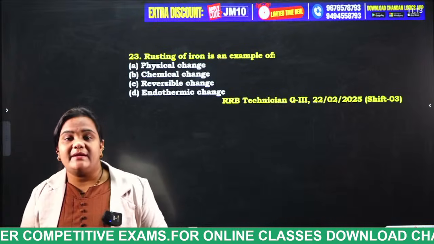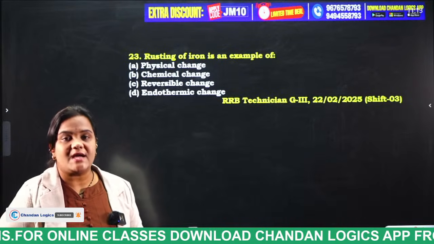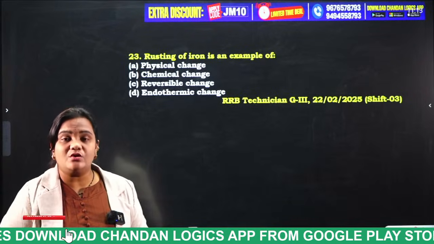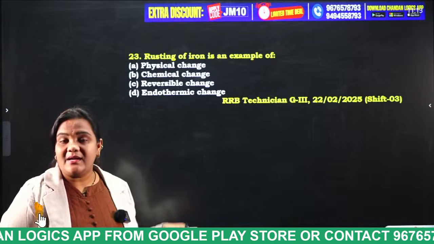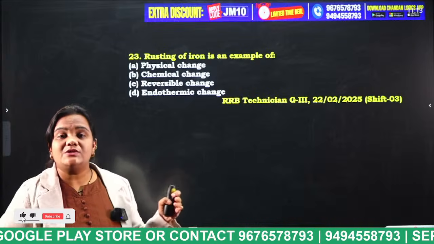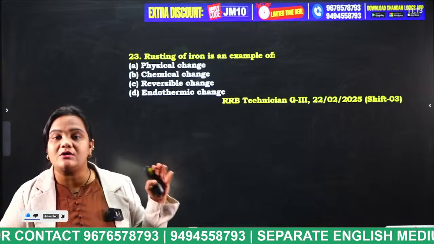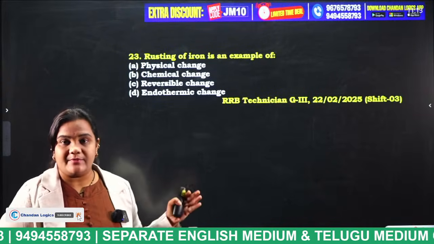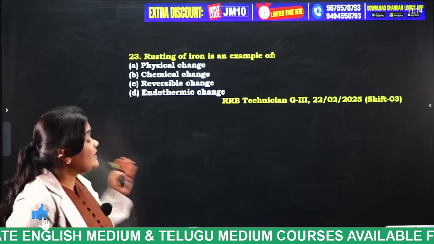Rusting of iron is nothing but the iron being turned reddish in color due to the presence of oxygen and moisture. Due to the attack of oxygen and moisture on the iron, the iron is turned into a reddish layer. That is ferric oxide. If the iron reacts with oxygen and moisture, it is converted into ferric oxide. Is it a physical change, a chemical change, a reversible change, or an endothermic change?